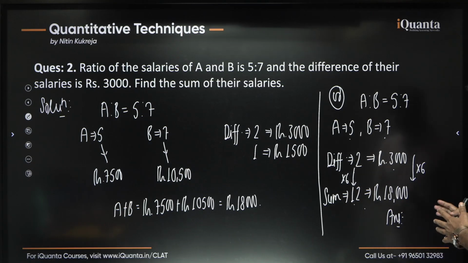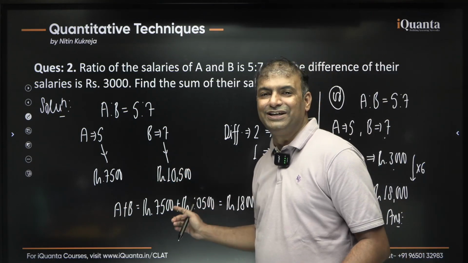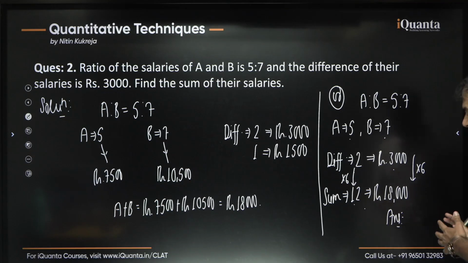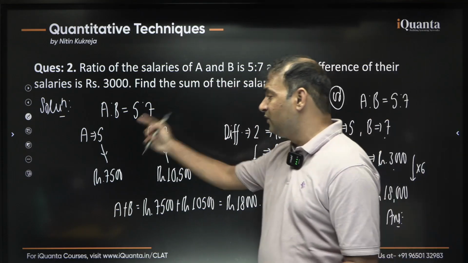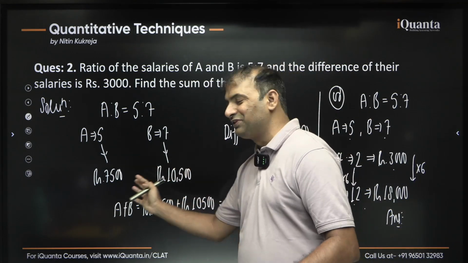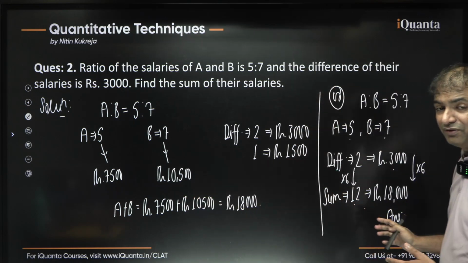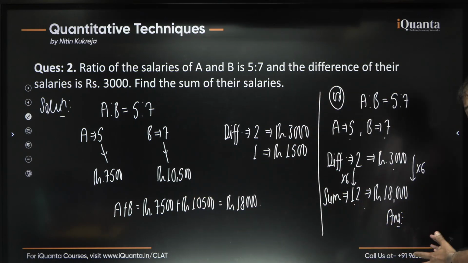So in this method, we do not need to find the exact salaries of A and B. We can directly find the sum of their salaries by using the assumption and the unitary method. Alright guys, so this is question number 2. But yes, if we had to find the individual salaries in this question, then obviously we would have to do this. But luckily we had to find the sum of the salaries, so we did this method directly.